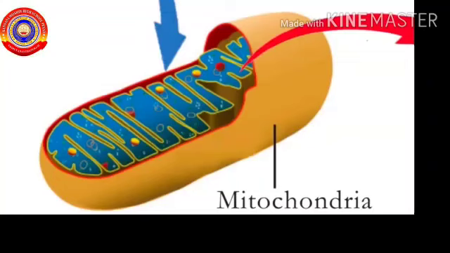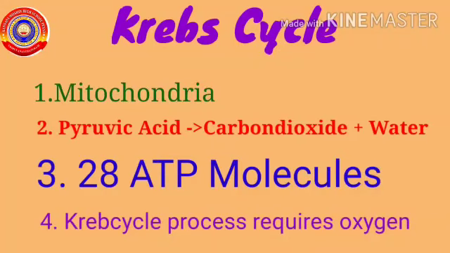The second phase in cellular respiration is the Krebs cycle. This process takes place in the mitochondria. Through a series of chemical changes, pyruvic acid is converted to carbon dioxide and water. In the Krebs cycle, 28 ATP molecules are produced, and this process requires oxygen. We know that the function of mitochondria is energy production.